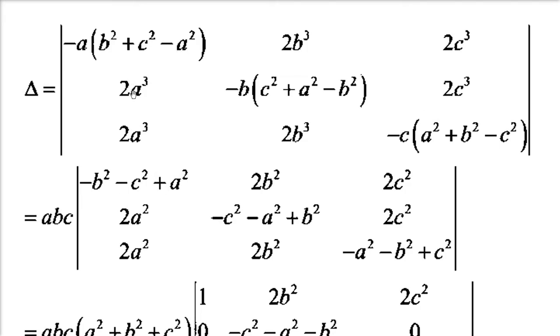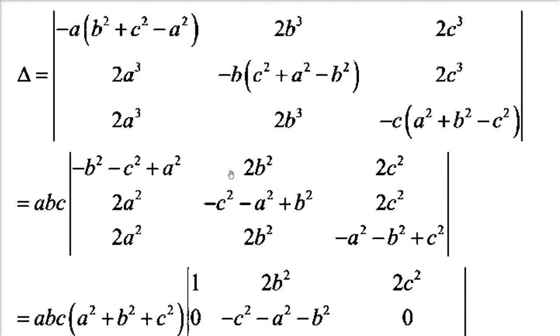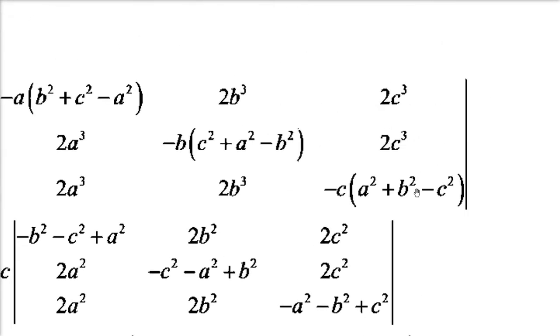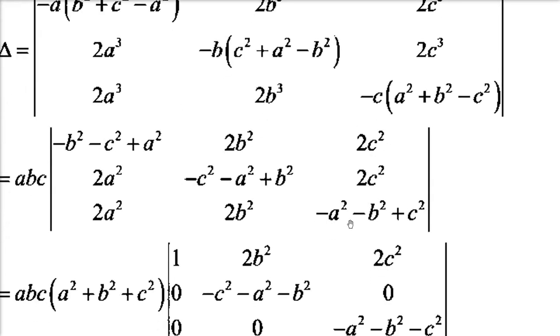So what is remaining is B square plus C square minus A square, A cube, and this 2A square and 2A square. From the second column I am taking B. And then from the third column we are taking C outside. So I hope you got the idea, whatever is remaining is in front of you. First column, second column, third column, A, B, C respectively we have taken outside.